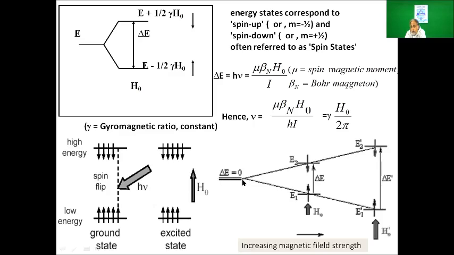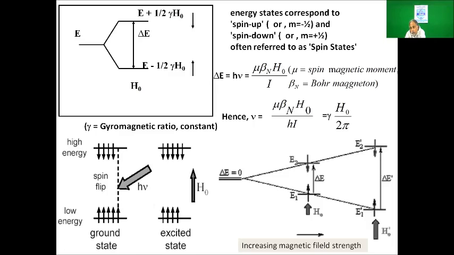However, once again, I have to say that when there is no H0, the delta E, the difference, is 0. But once we apply the external magnetic field, with increase in the external magnetic field, the delta E, the difference in the energy states, increases. So H0 has a very important role.